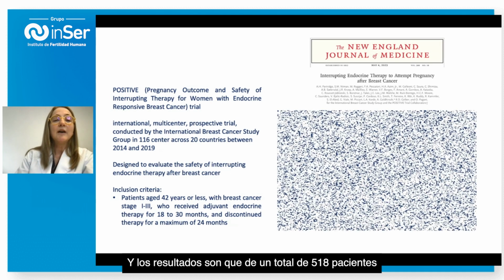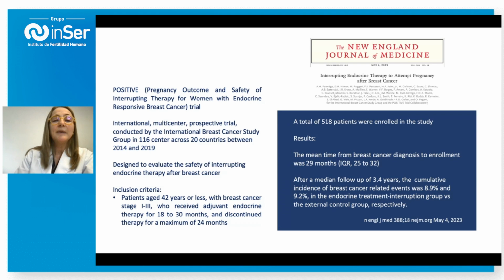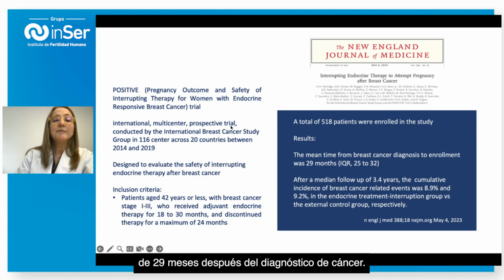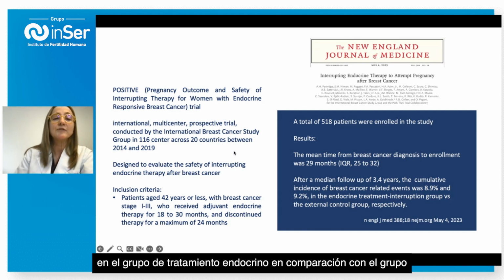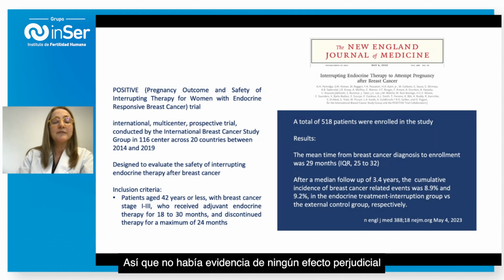And the results are that out of a total of 518 patients who discontinued this endocrine adjuvant therapy after a mean time of 29 months after cancer diagnosis, the cumulative incidence of breast cancer-related events was 8.9 and 9.2% in the endocrine treatment interruption group versus the external control group after 3.4 years of follow-up. So there was no evidence of any detrimental effect of the temporary interruption of the endocrine therapy.